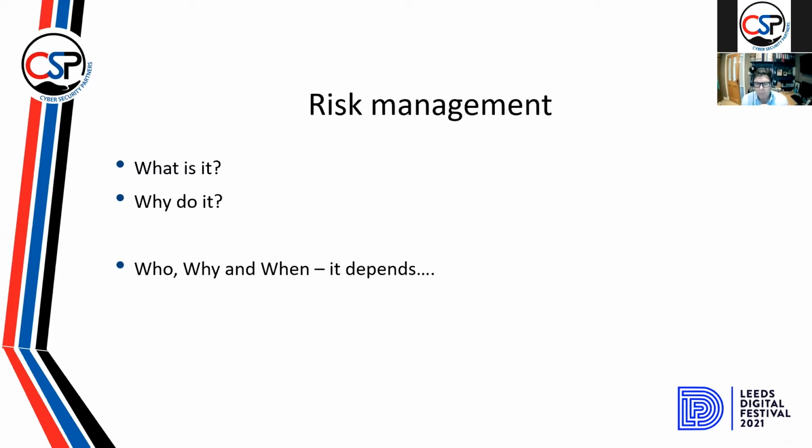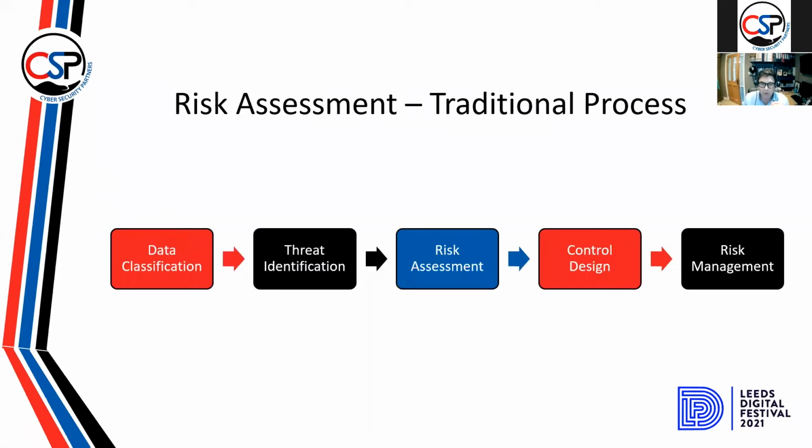The who, why, and when all depends on what approach we use, and this is the part I want to bring out in this presentation. The traditional process, one that most people will be aware of, is the 5 steps of how risks are assessed and managed. First and foremost, data classification, understanding your data. Threat identification, what are the threats to your organization and the data in particular. And then we perform the risk assessment, understanding how those attacks and attack vectors might be used to compromise your organization.